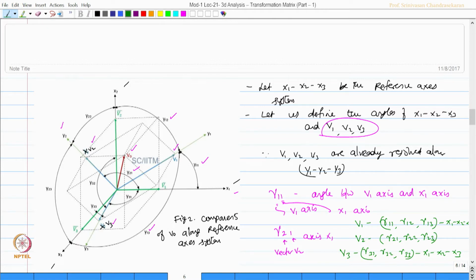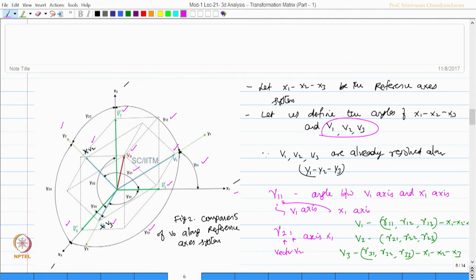Okay. Now, let us write this connecting equation or the matrix which connects the transformed components of these vectors. So, what is the transformed component of this vector along x 1 x 2 x 3? That is very clear here. The transformed components are V 1 bar, V 2 bar and V 3 bar.